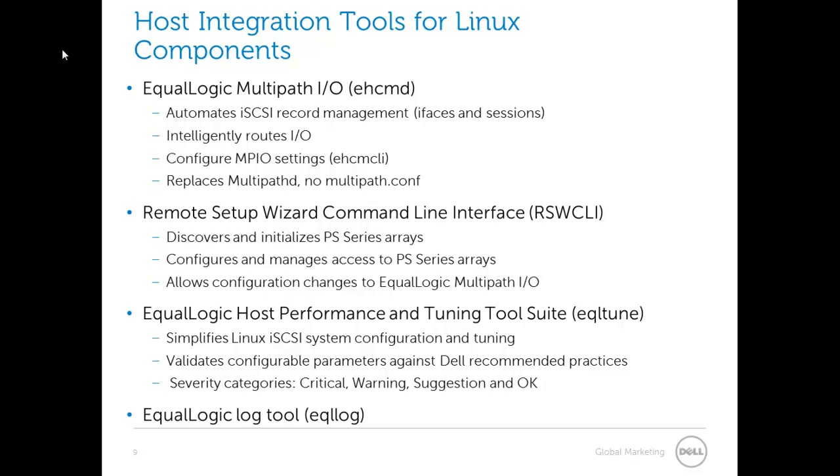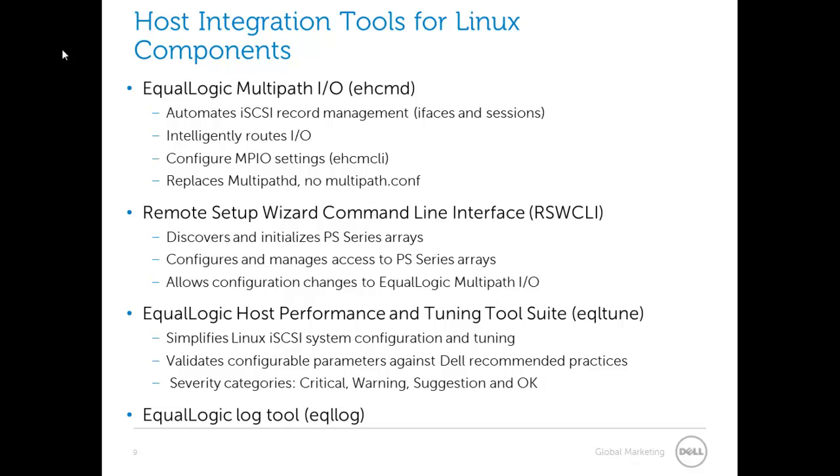HIT for Linux has a new multipath I/O daemon called the EqualLogic Host Connection Manager daemon, EHCMD. With EHCMD, interfaces and sessions are automatically managed and the I/O is intelligently routed. EHCMD replaces multipathd and you will no longer have to manually edit multipath.conf or add interface records manually. Now you use the ehcmcli command to configure or change MPIO settings.